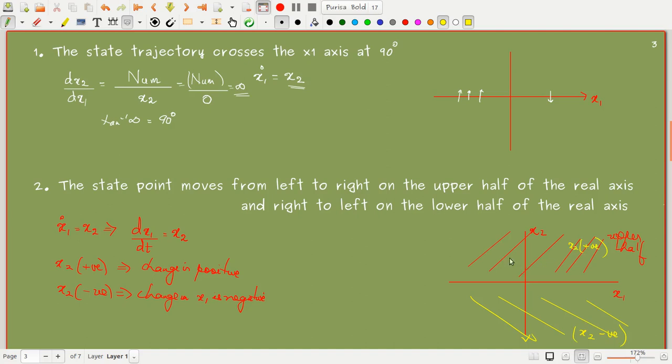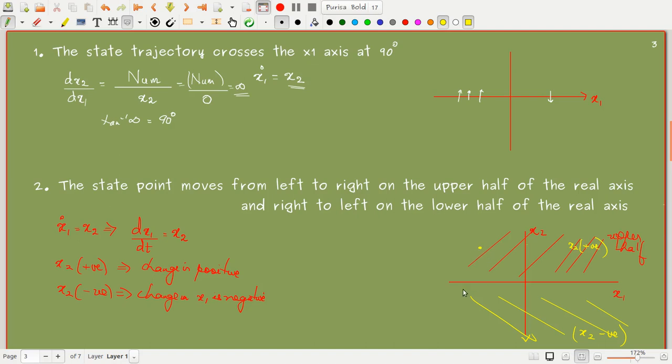So if I consider a point here in the upper half, what is this equation saying? If x2 is positive at this point, I have got a positive value of x2. So the change in x1 is positive at this point. That means x1 is increasing at this point. So if I try to draw a slope, I should draw it in such a way that the value of x1 should increase.